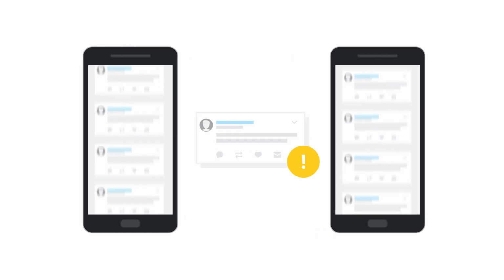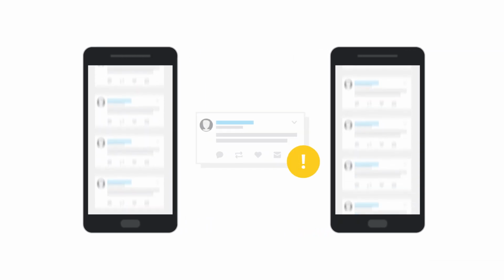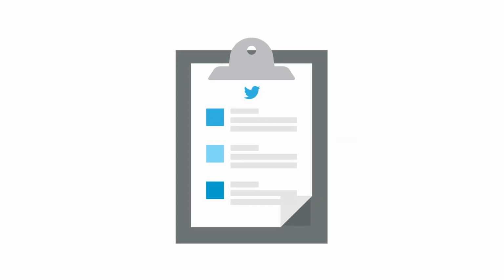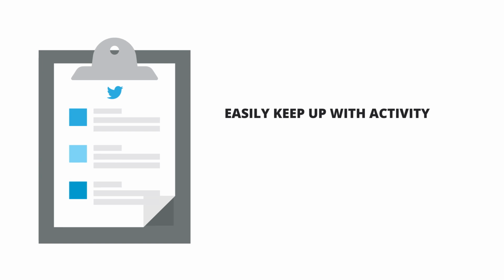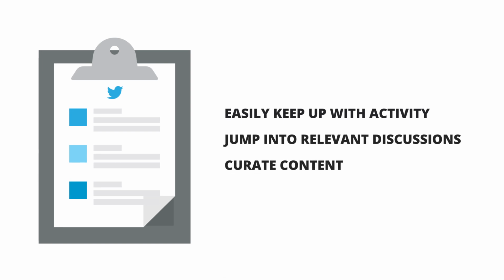Conversations on Twitter move fast, and it's easy to miss the opportunity to engage with an important influencer or prospect. Twitter lists are a great way to group together similar people and topics, so you can easily keep up with activity, jump into relevant discussions, and curate content.